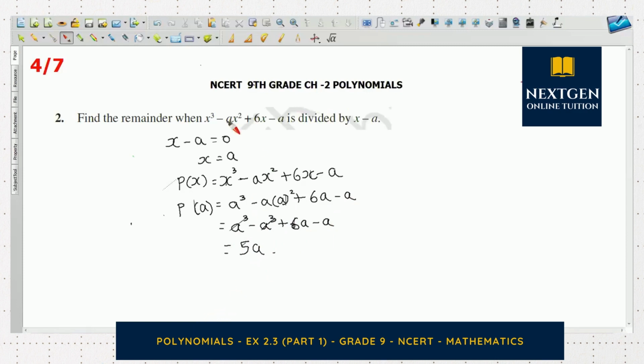As usual, we are substituting the value to 0. We get x value as a and substituting the x value in the polynomial given. So we got 5a. All right.